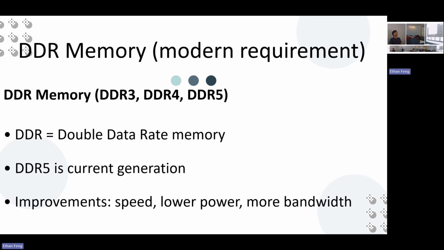And DDR5 is much faster, so it can transfer 32 bits on each of the channels, and it can transfer 2 times, which is 64 bits. And there are actually different channels in different CPU chipsets.